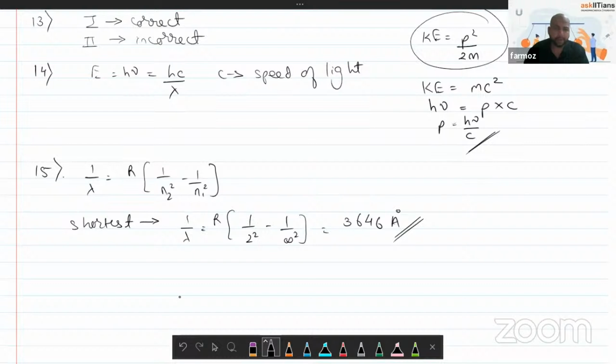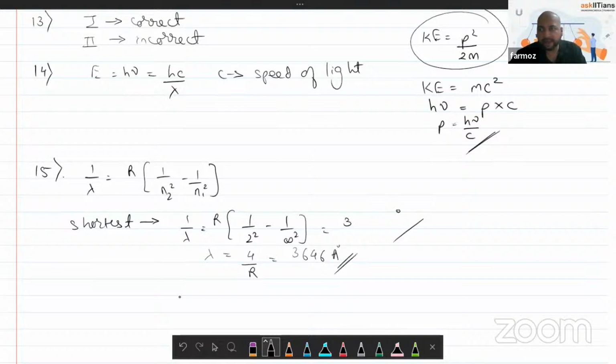In short, they are giving you the value of lambda is equal to 4 by R, and that is equal to 3646 angstrom. Clear? Okay, now moving on to the question.